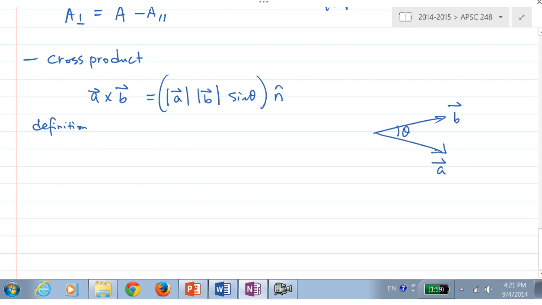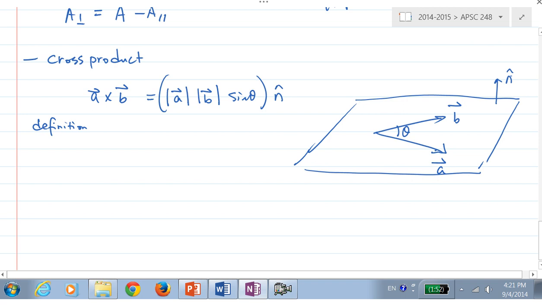So what does that mean? You look at this one here: times n hat. This n hat is a unit vector perpendicular to the plane formed by vector A and vector B. Two vectors, or two lines: basically, if A and B do not coincide with each other, you will have a single plane determined. That's n hat.